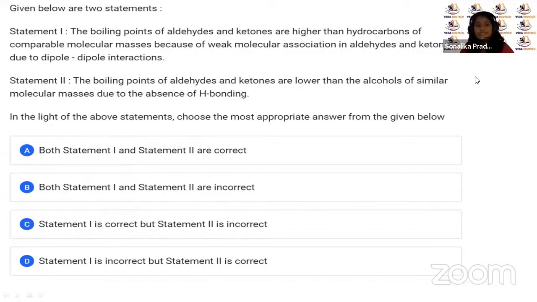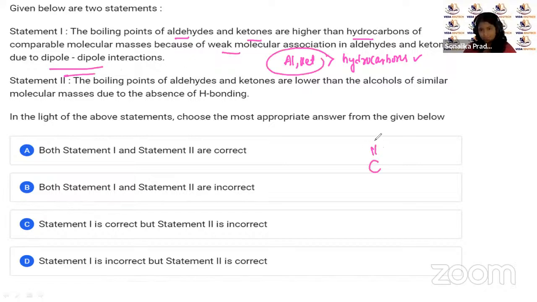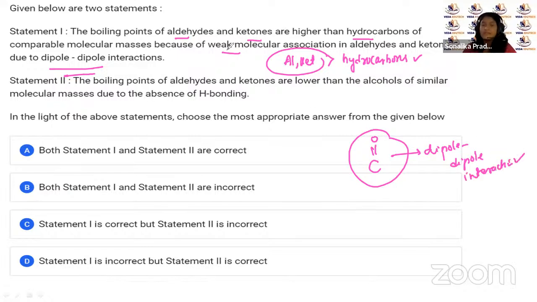Okay, children. Let us see what's given here. The boiling point of aldehydes and ketones is higher than that of hydrocarbons, right? Is it correct? Yes, the statement is correct. Also, the reason is given: they have dipole-dipole interaction, because of this C double bond O group. Yes or no, children? This statement is definitely correct.